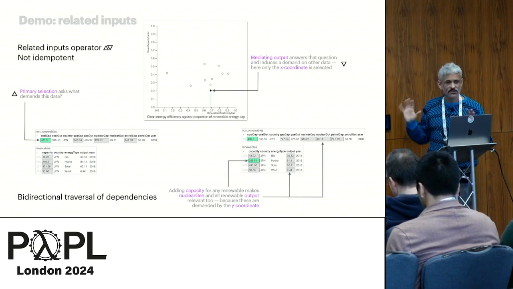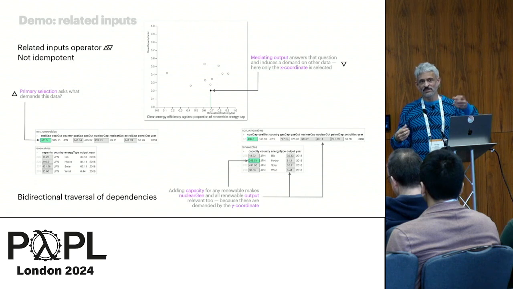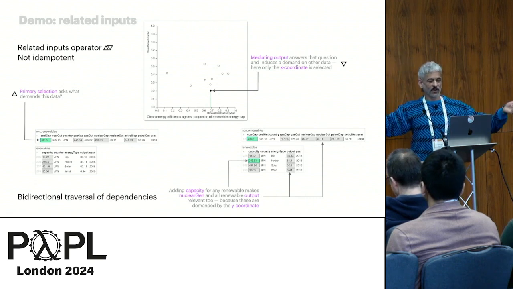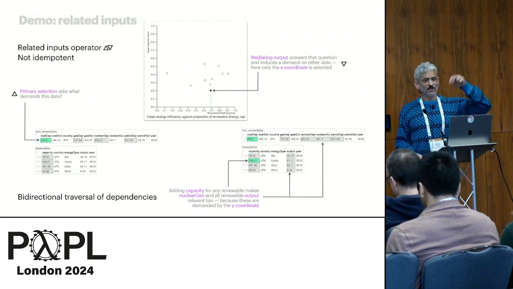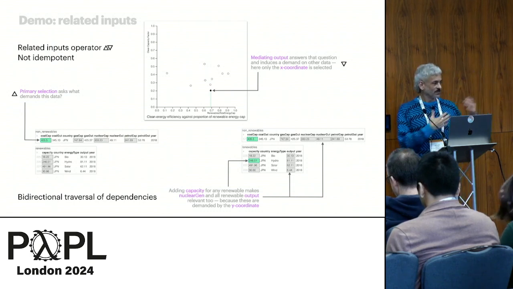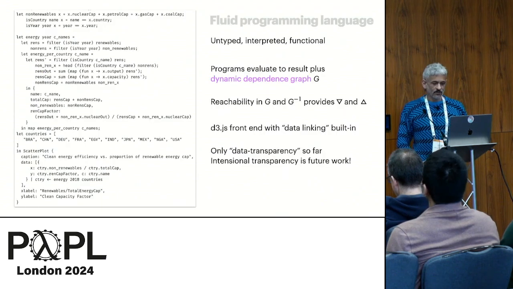Okay, and this relationship isn't idempotent. In other words, if I'm an input, I may be related via one output to some other inputs, and those other inputs may in turn be related to other inputs through other outputs, and so on. Okay, so that's the basic idea.